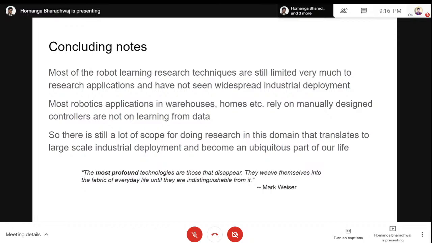There is a lot of scope for research in this robot learning area that bridges this gap, so that we can develop techniques that translate increasingly to large scale industrial deployment, and they become an ubiquitous part of our life. And that is important.